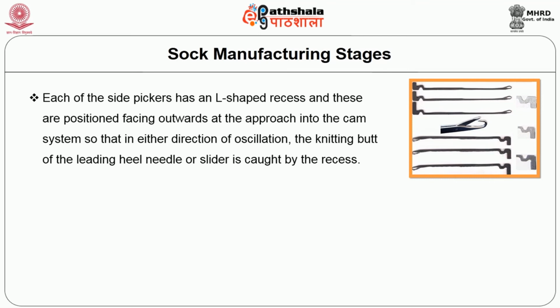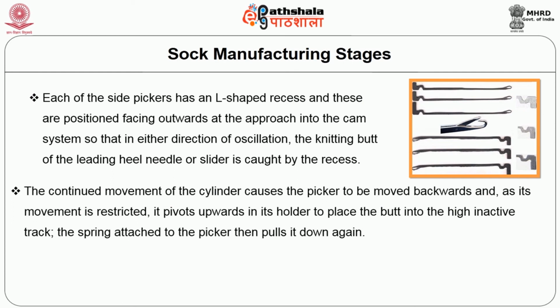Each of the side pickers has an L-shaped recess, and these are positioned facing upwards at the approach into the cam system, so that in either direction of oscillation, the knitting butt of the leading heel needle or slider is caught by the recess. The continued movement of the cylinder causes the picker to be removed backwards, and as its movement is restricted, it pivots upward in its holder to place the butt into the high inactive track. The spring attachment to the picker then pulls it down again.